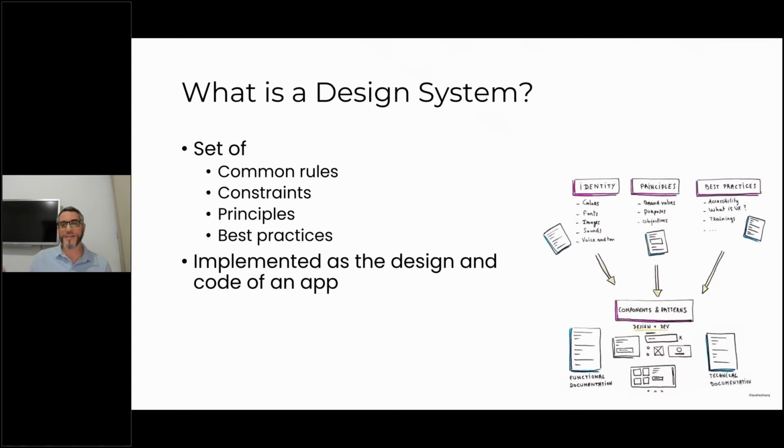So design systems. What is a design system? A design system is a common set of rules and constraints and principles and best practices that's implemented into some design in your company. What I mean by that, you identify a lot of things that are commonly used or that you want to apply to your applications, and then you apply those things in a common way. Let's talk about what those things are.